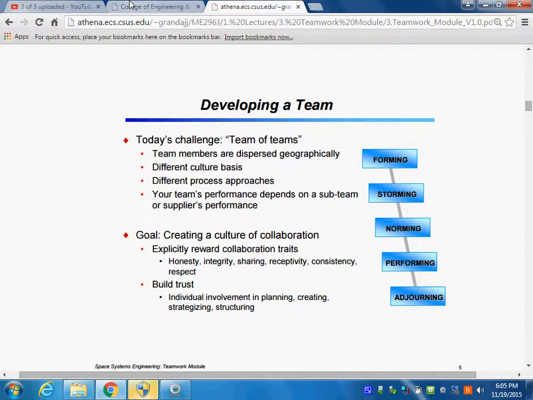You see that flow chart: forming, storming, norming, performing, and adjourning, that kind of cycle. But in here, everybody is important. I think the person who is managing has a job, and everybody has a different job. Everybody is important to the project. The goal is to create a culture of collaboration.